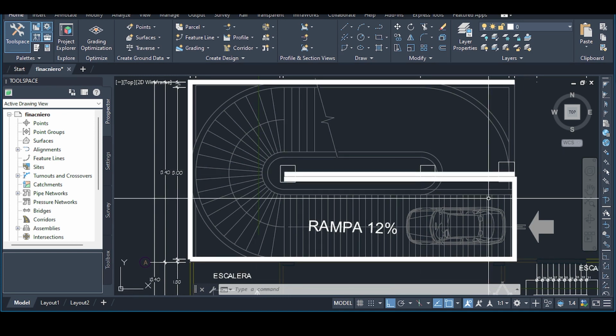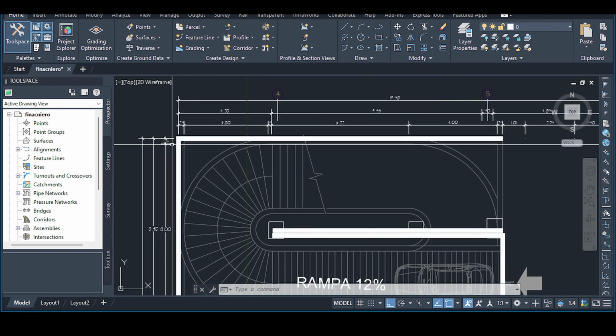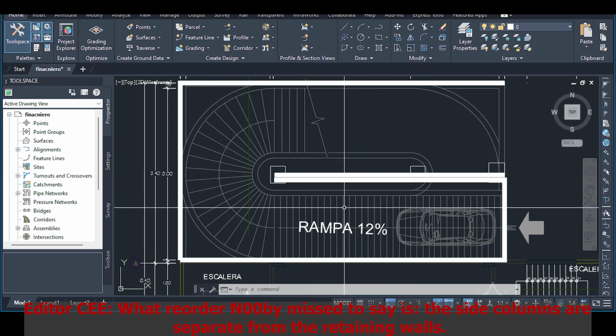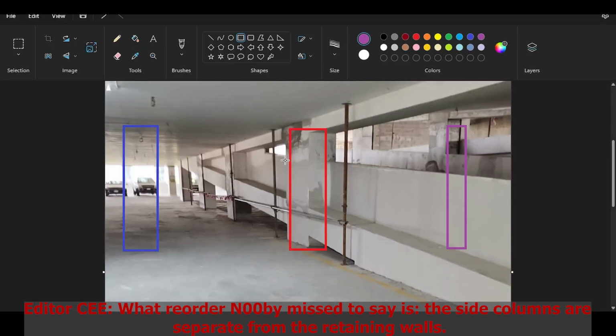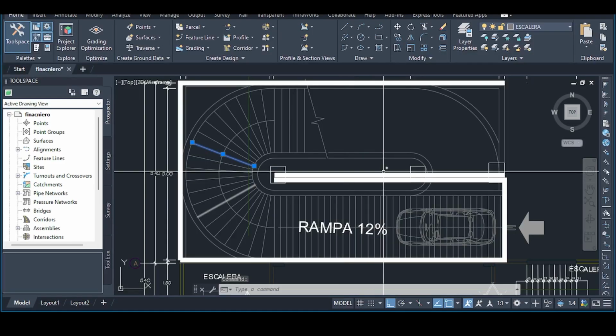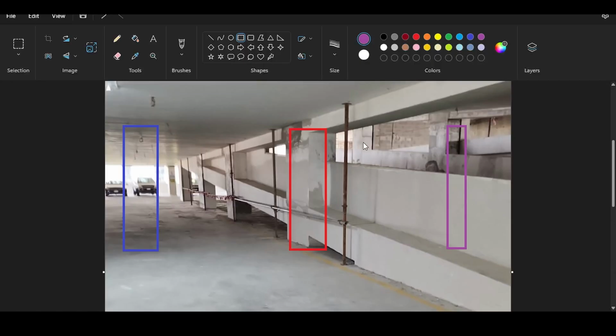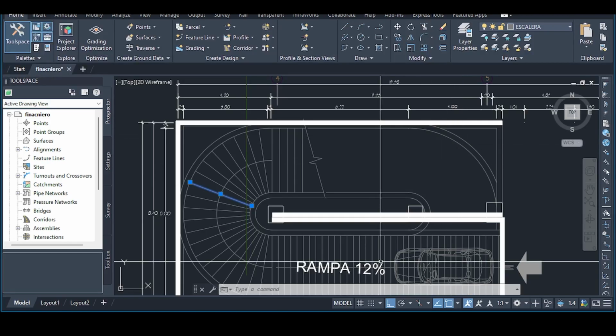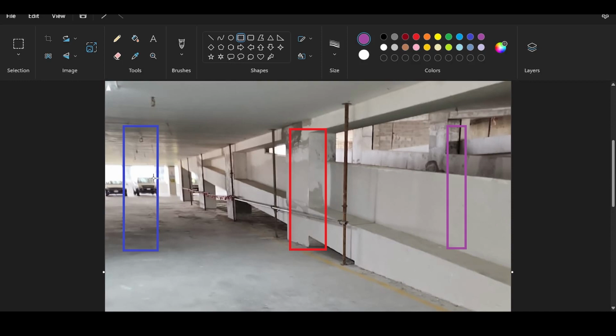So I have central columns, and I have some side columns here, and some side columns here. The central columns are what you see in red here. And the side columns here are what you see in, I don't know what this color is. And those side columns are what you see here. Okay, now this is my plan.